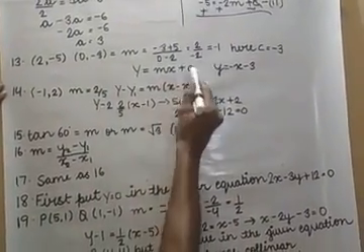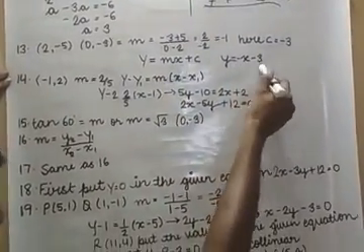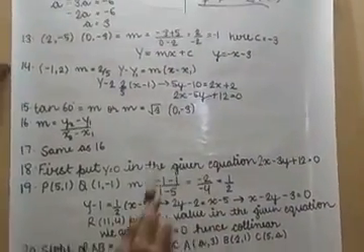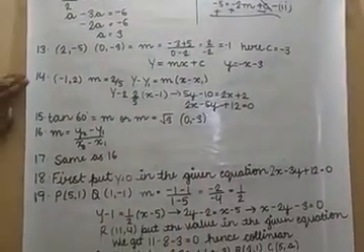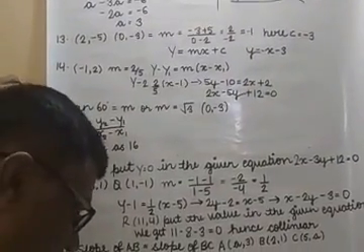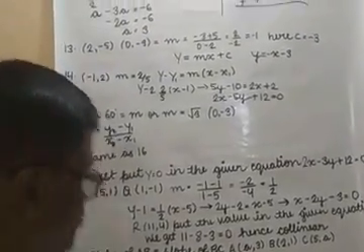So y = mx + c, so y = -x - 3. You can do one more thing, you can shift this x to this side, so the equation will become x + y + 3 = 0. Now question number 14, they have given: find the equation of a straight line passing through (-1, 2) and whose slope is 2/5.